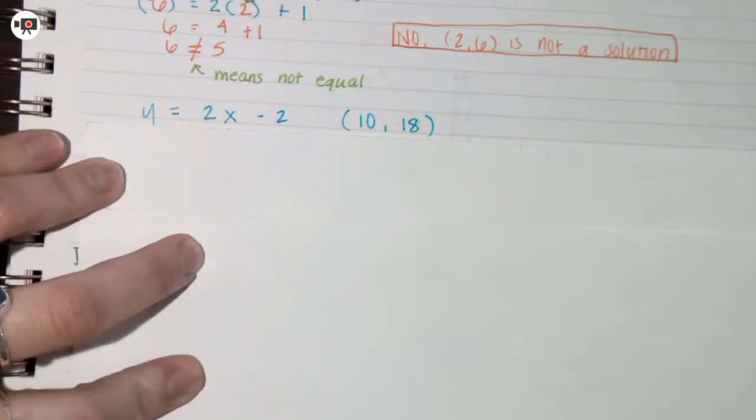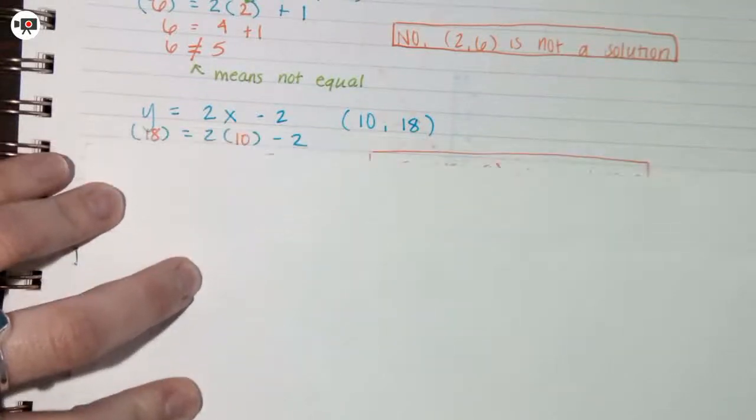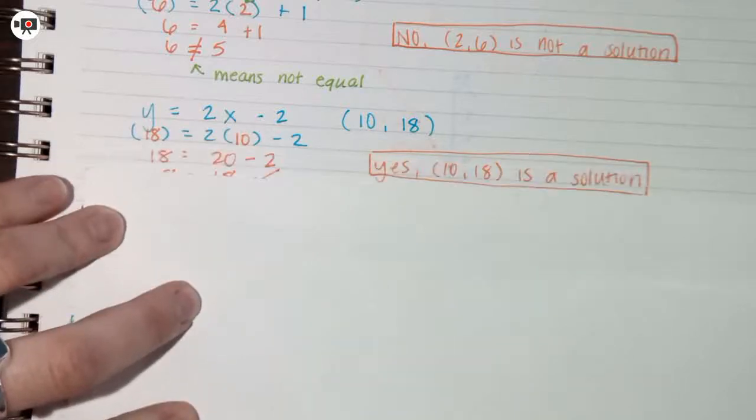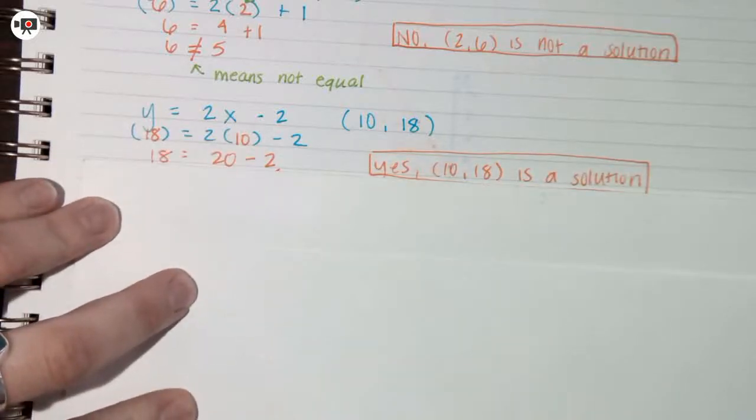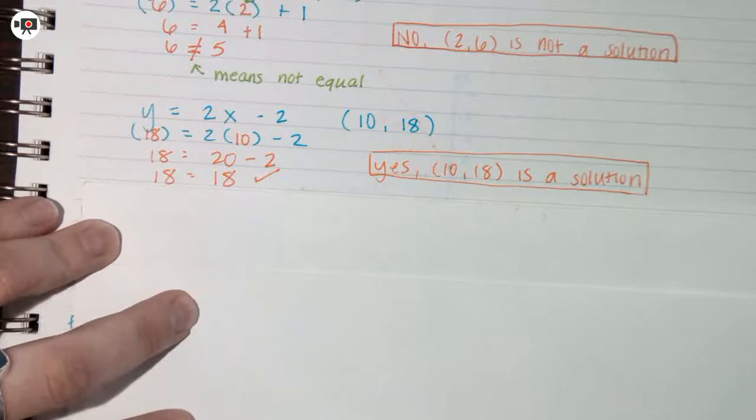For the equation y equals 2x minus 2, for the point 10, 18, I'm going to plug those in, and I get 18 equals 20 minus 2, which is 18 equals 18, so yes, this is a solution.